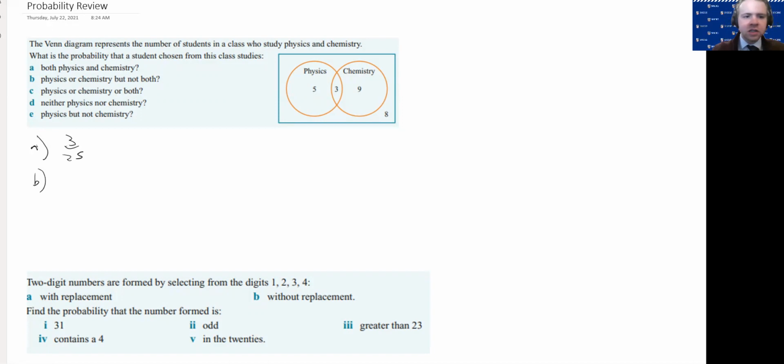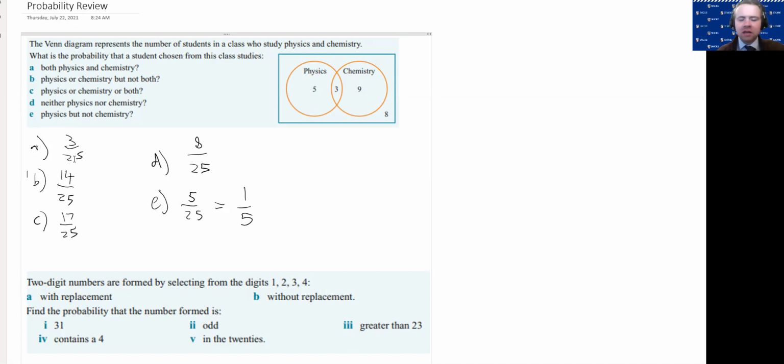For B, physics or chemistry, but not both, is going to be 5 plus 9, which gives us 14 out of 25. For C, physics or chemistry or both, so it's going to be 5 plus 3 plus 9, which is 17 out of 25. Neither physics nor chemistry is 8 out of 25. And then physics, but not chemistry, is just 5 out of 25, which we should simplify to 1 out of 5. Okay, so just got to be careful about the wording and make sure you calculate the total first when you're doing these kind of questions here.